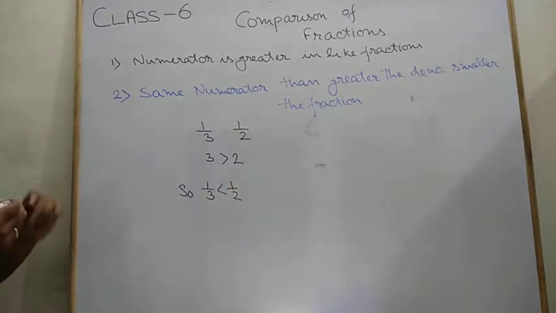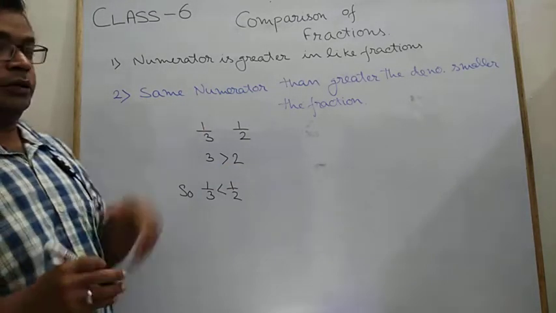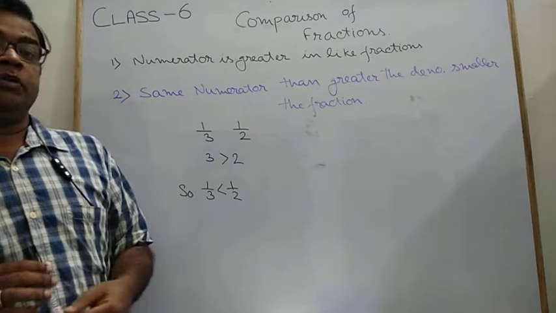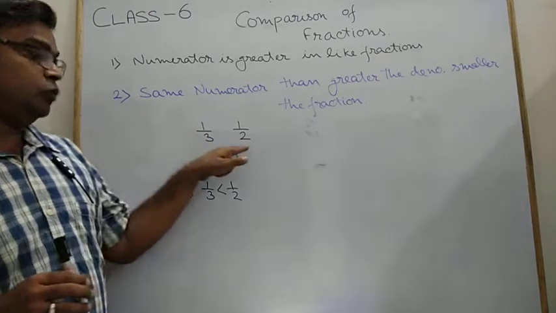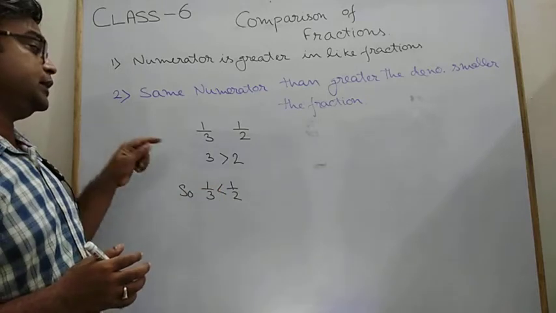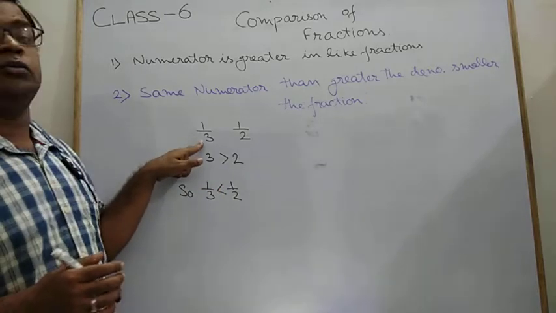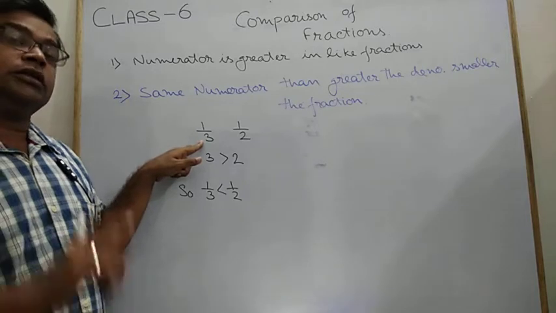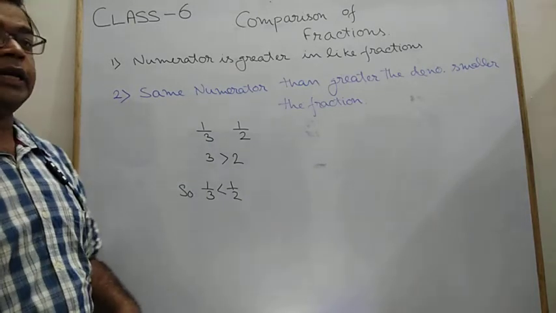Always remember this part: if we have the same numerator, then we check the denominators. If denominators are different, then we can easily say that the greater the denominator, the smaller the fraction. So this is your second point.